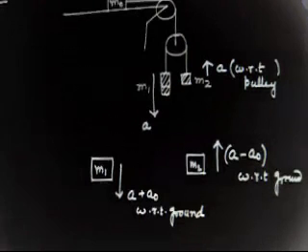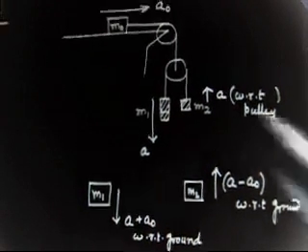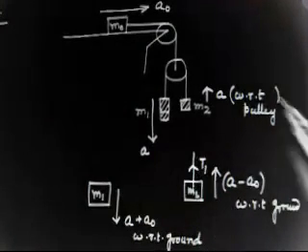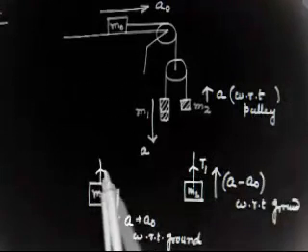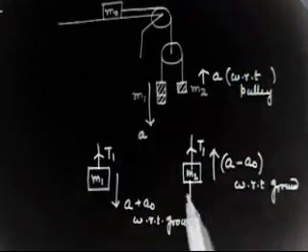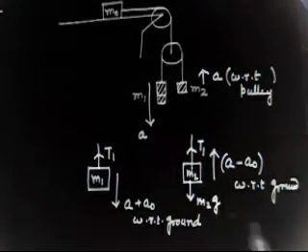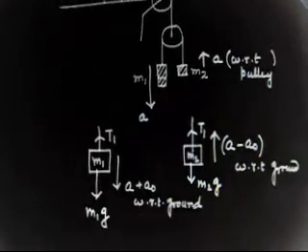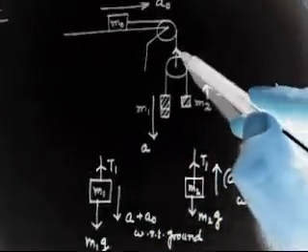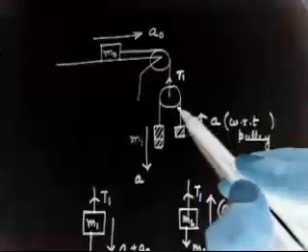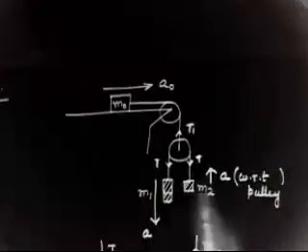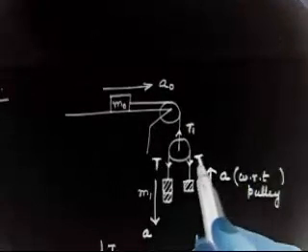Now things are very simple. I can write equations. Let us say in this string the tension is T1, this will go up, and this tension is again T1, and the force here is m2g, that is downward, and this force m1g, that is again downward. Now let us say in this string the tension is T, and in this string the tension is T. Are you getting? So this string has tension T, and this string has a tension T.